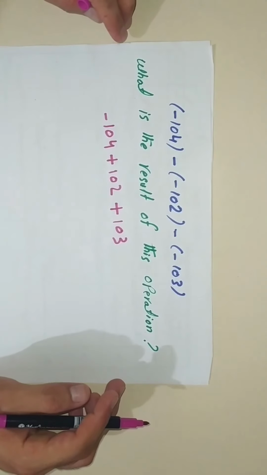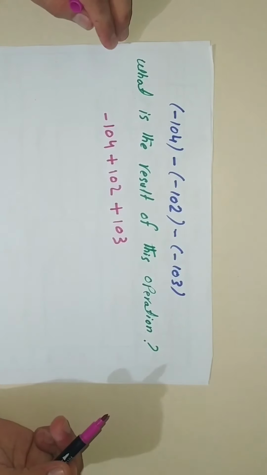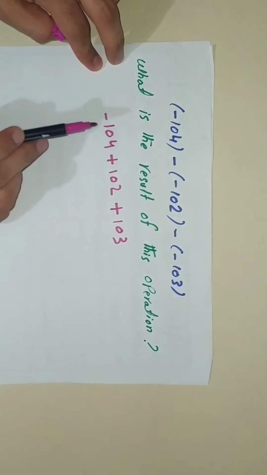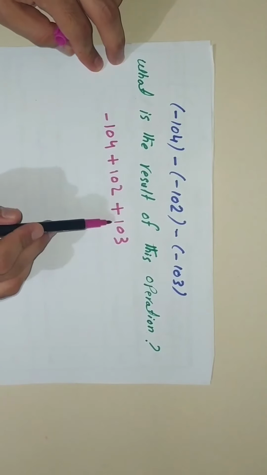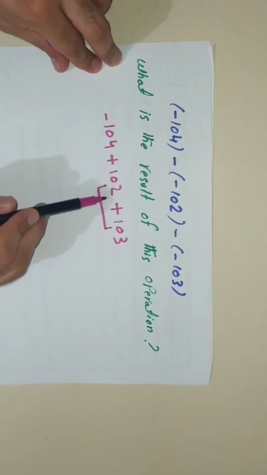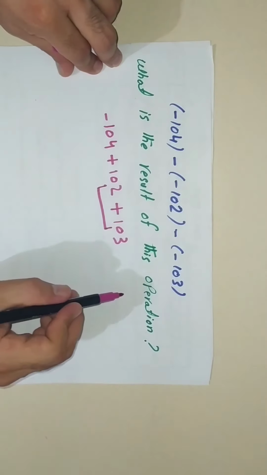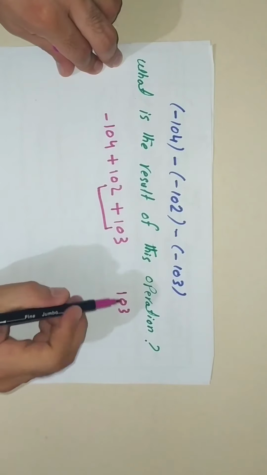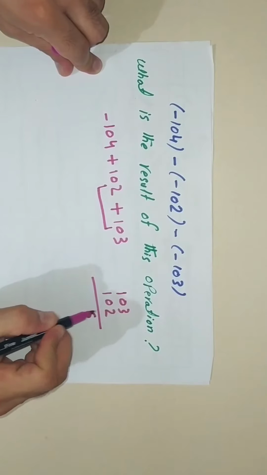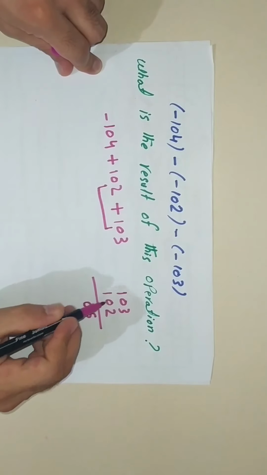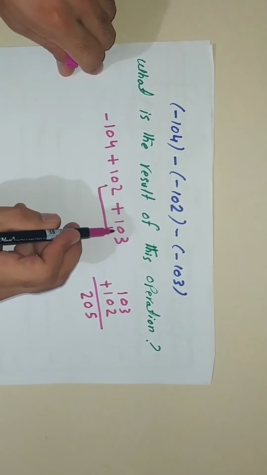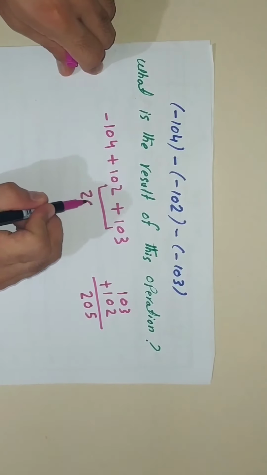Okay, now there is another question. If you are adding or subtracting three or more numbers, first you have to operate with the same signs. Okay, now there are two numbers with the same sign, so first I have to operate with the same signs, like 102 plus 103. First I have to add these two numbers. 2 plus 3 is 5, 0 plus 0 is equal to 0, 1 plus 1 is equal to 2. So the addition of these two numbers is 205.